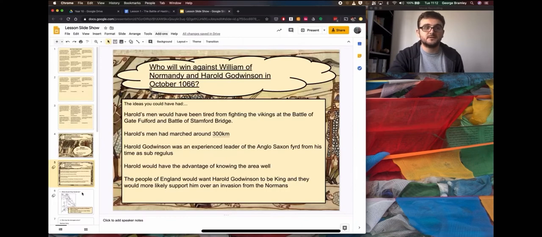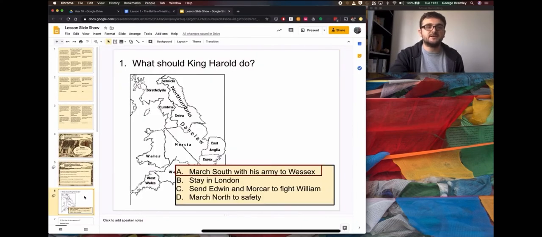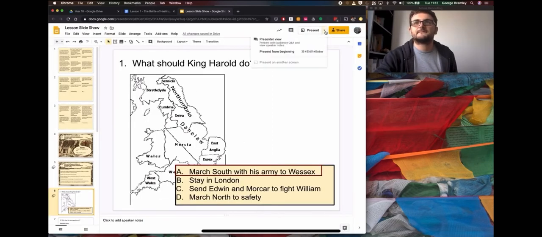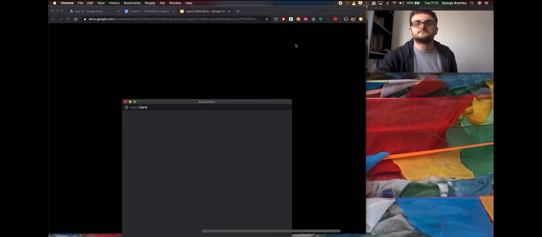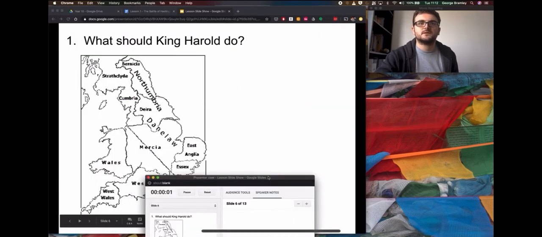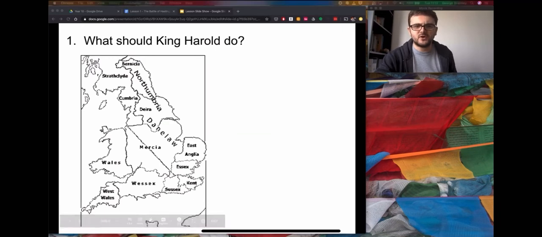So, at the start of the battle we're looking at, and if you take a look here at the map on the screen, and give me one moment because I've managed to press the wrong button again. Okay, and if you take a look at the screen, I'm going to try and point to a few different things using my mouse.